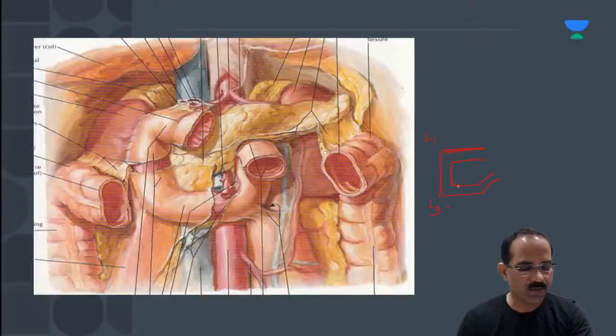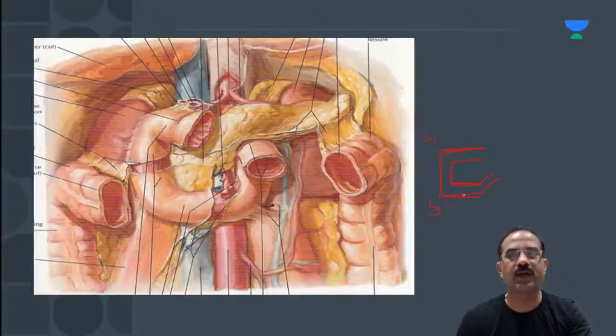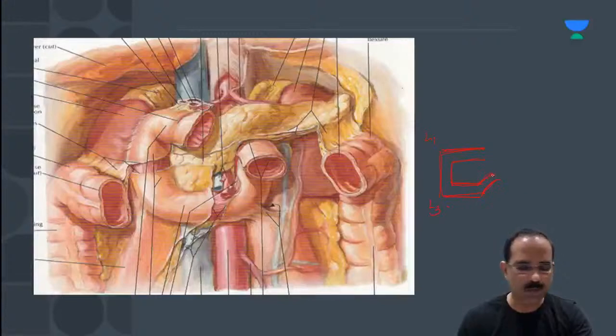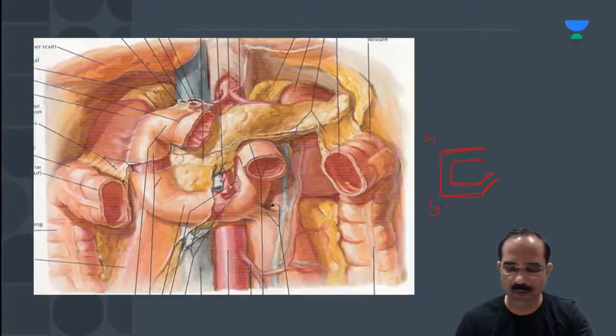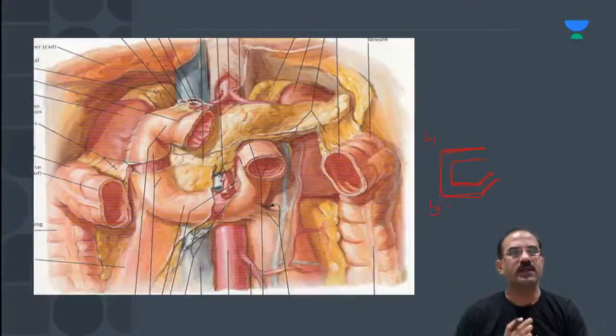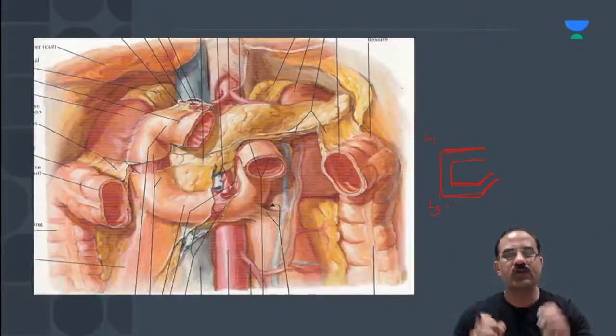The third part: what is its length? 10 centimeters. What is the vertebral level at which it lies? L3. And the fourth part is 2.5 centimeters in length, and it goes slightly upwards. At what vertebral level does it lie? L2 vertebral level. Clear, students? So that's the position of the duodenum.